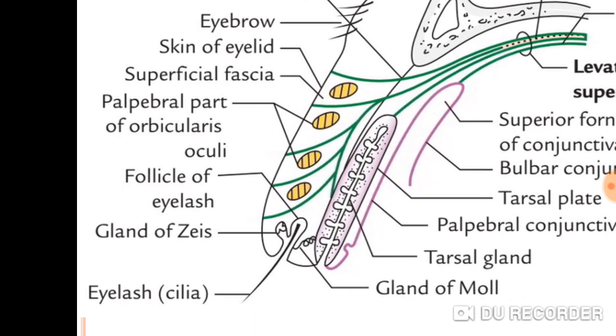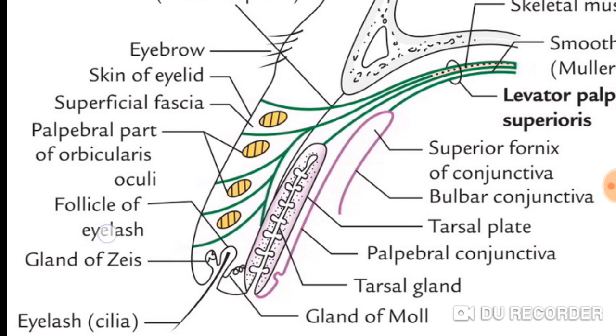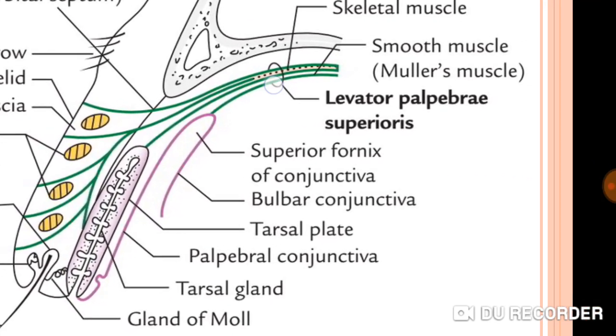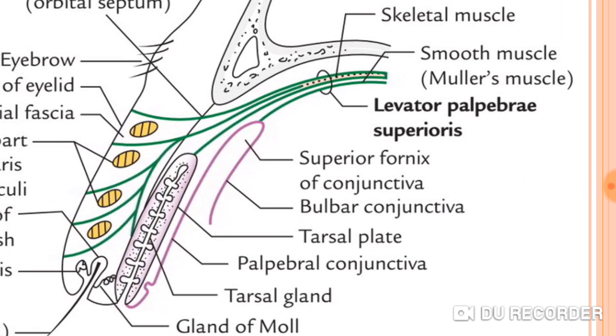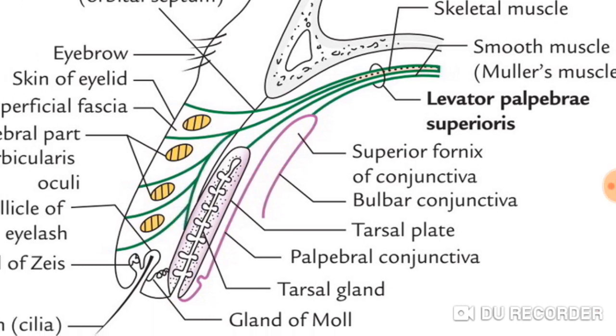And here you can see that there is a muscle called the levator palpebrae superioris muscle. This levator palpebrae muscle is coming over here and it is inserted into the eyelid. Now when it contracts, it elevates the eyelid so that the eyes are opened.